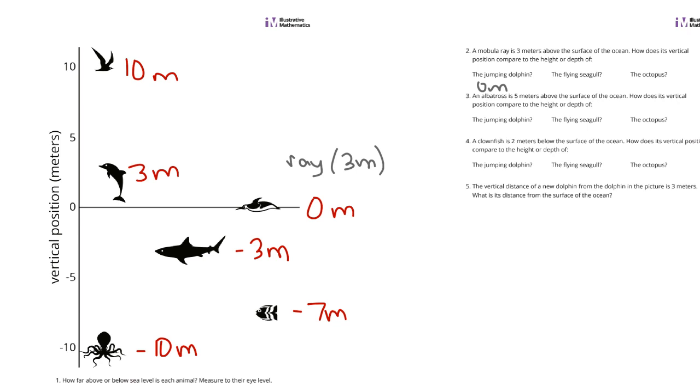Now the flying seagull. The seagull's up here at 10 meters. The ray is at 3 meters, so we're going to be 7 meters below that seagull. What about the octopus? Well, the octopus is down here at -10. The ray is at 3. So from -10 to 0, that's a distance of 10 meters. We're 3 more meters up, so we are now 13 meters above the octopus.